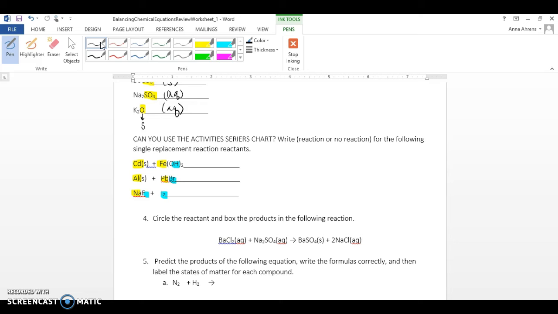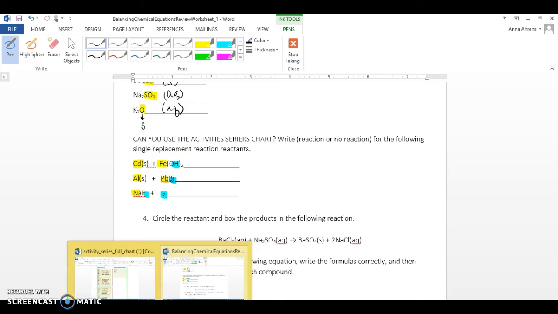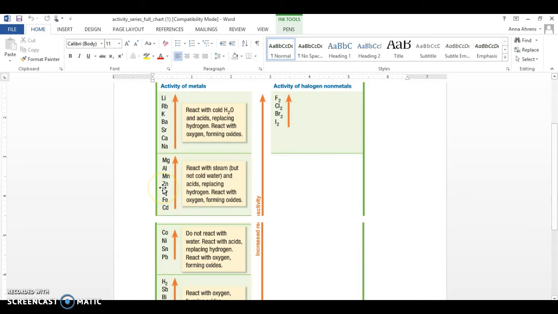Anything from that staircase all the way over is going to be a metal. Anything on the other side of that is going to be a non-metal. So metals are going to replace metals. So cadmium is trying to replace iron. So cadmium has to be higher than iron on our activity series. So we find cadmium on here. Right here, here's cadmium. Here's iron. Cadmium is lower than iron, so that reaction is not going to occur.